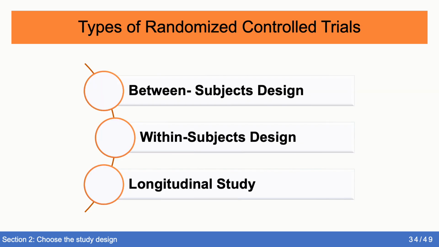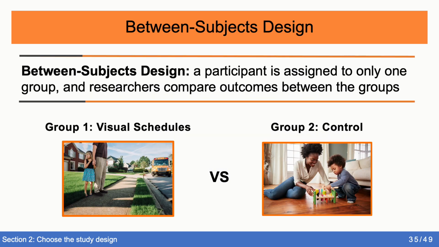Randomized controlled trials can be designed in a few different ways depending on the researcher's question or logistics. There are 3 types of study design that we will briefly define in the next few slides, but please see the additional resources for more information. Between subjects design is when a participant is assigned to only one group and the researchers compare outcomes between the groups. Our previous example of the visual schedule study is a between subjects design. We'll go through what this looks like in the next slide.